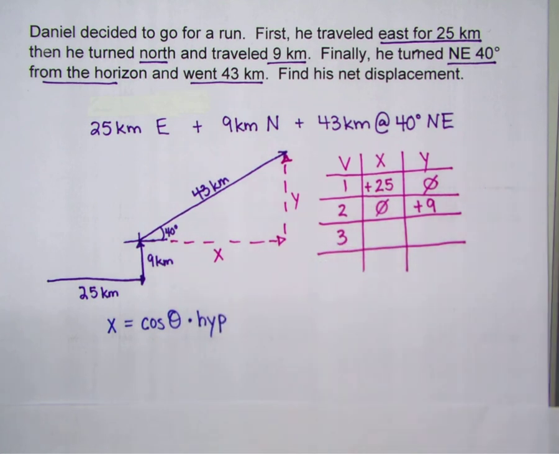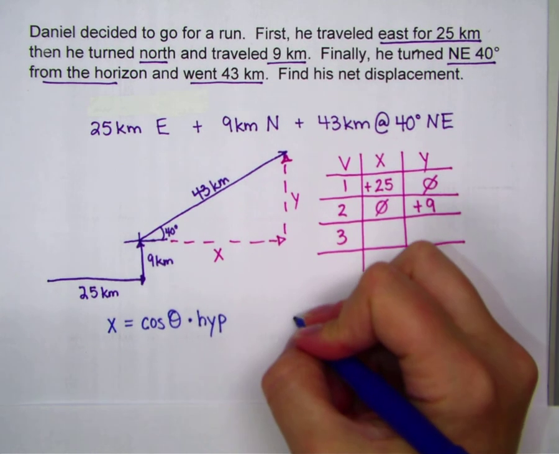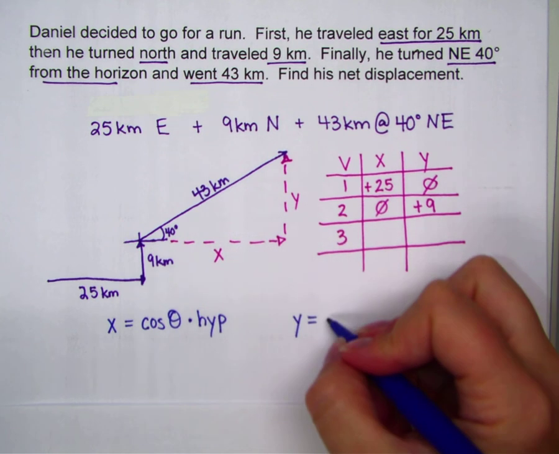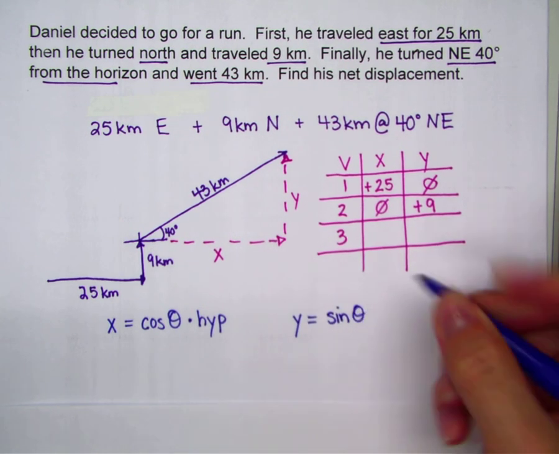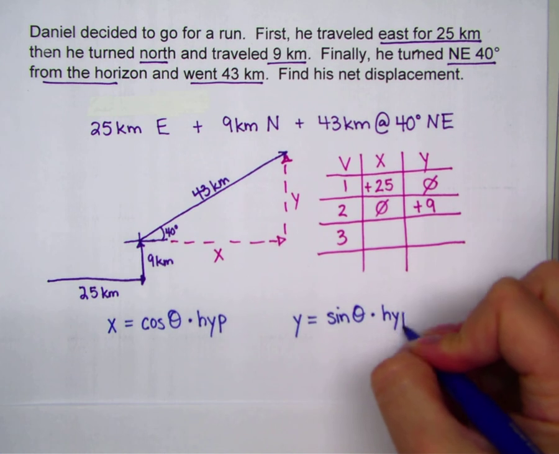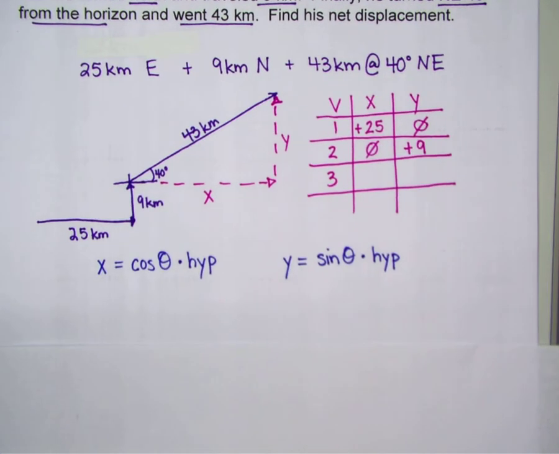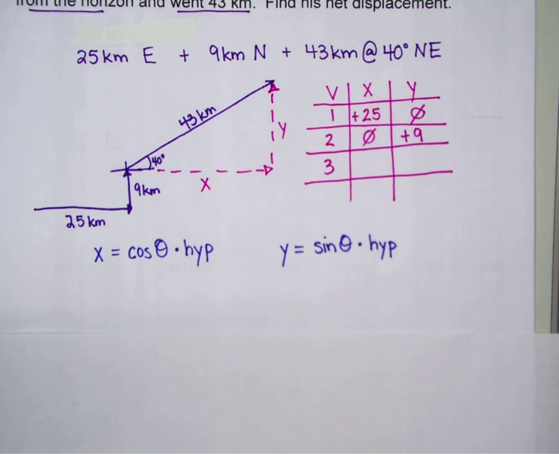This is me doing the algebra already, okay? I know in order to get x, meaning the adjacent, by itself, I have to multiply both sides by the hypotenuse. If you need a refresher on this, check out one of my other videos about how to solve for sine and cosine, okay? For the y component, because it is the opposite side of the angle, I'm going to use the sine function times the hypotenuse.